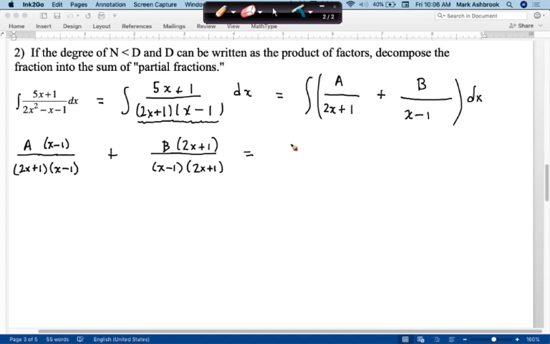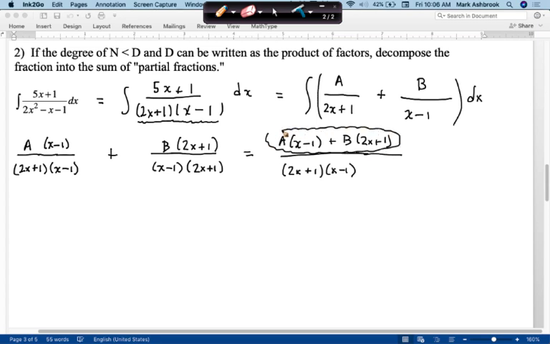And so therefore we have what? 2x plus 1 times x minus 1. Numerator is A times, plus. So this is going to help us find A and B. How are we going to find A and B? A and B are such that this has to be what? That's right. It's got to be that.